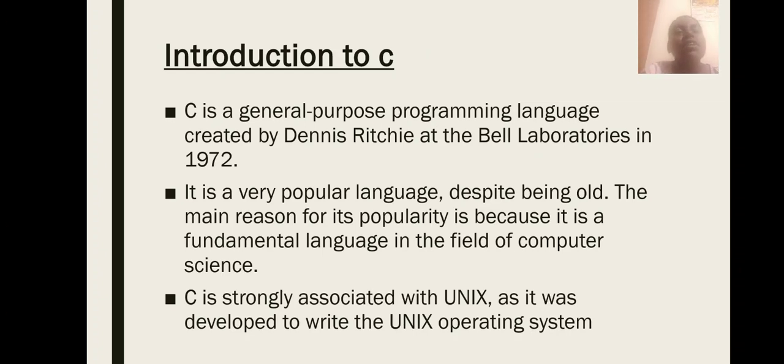C is a general purpose programming language that was created by Dennis Ritchie at Bell Laboratories in 1972. It is a very popular language despite being old. The main reason for its popularity is that it is a fundamental language in the field of computer science. C is strongly associated with Unix and was developed to write the Unix operating system.